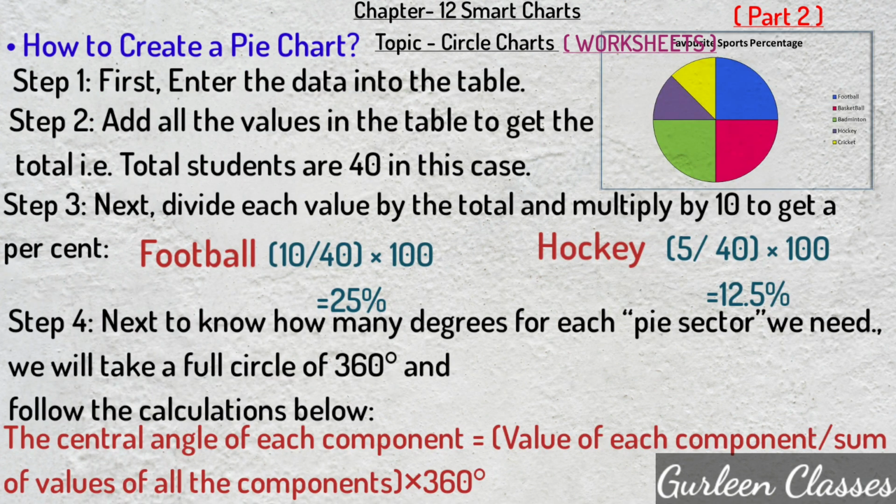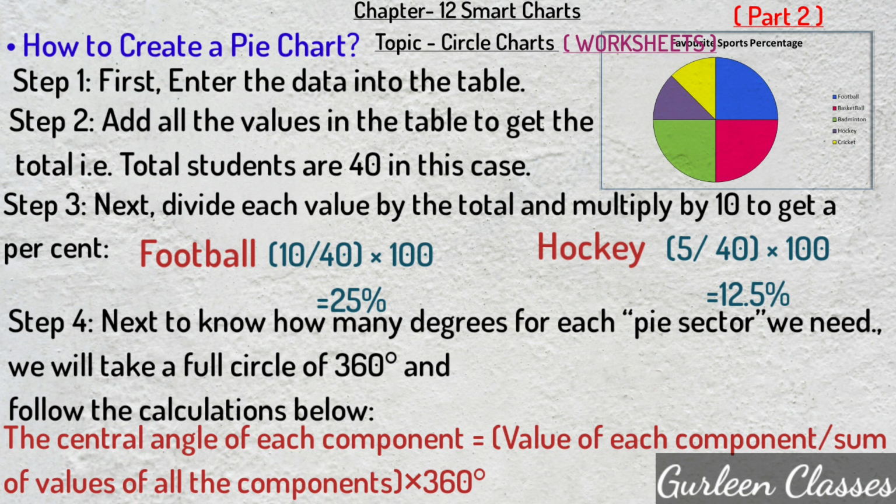Step 1. First enter the data into the table. Step 2. Add all the values in the table to get the total. The total students are 40 in this case. Step 3. Next divide each value by the total and multiply by 100 to get a percent. How we find a percent? We divide each value by the total and then multiply by 100 to get percent.